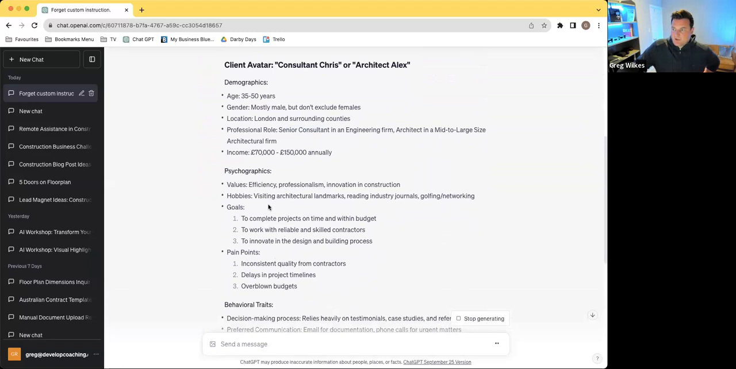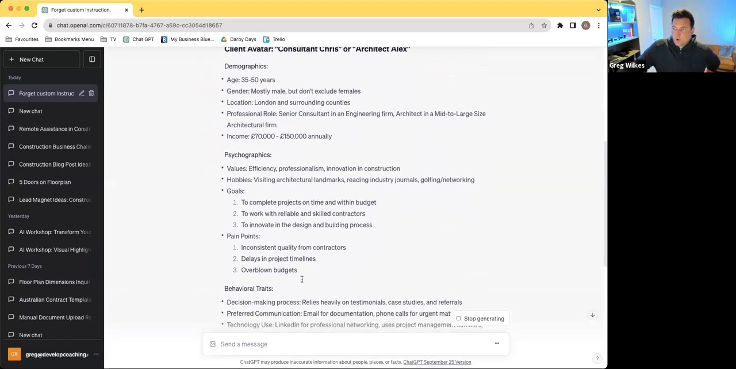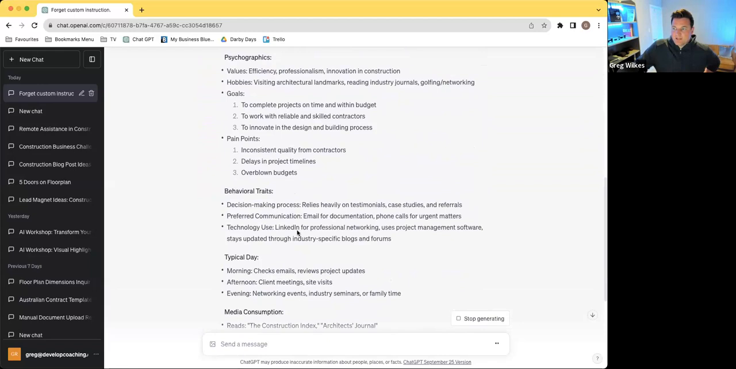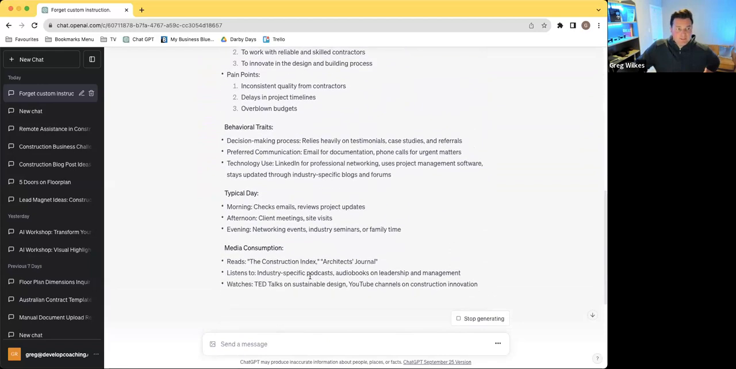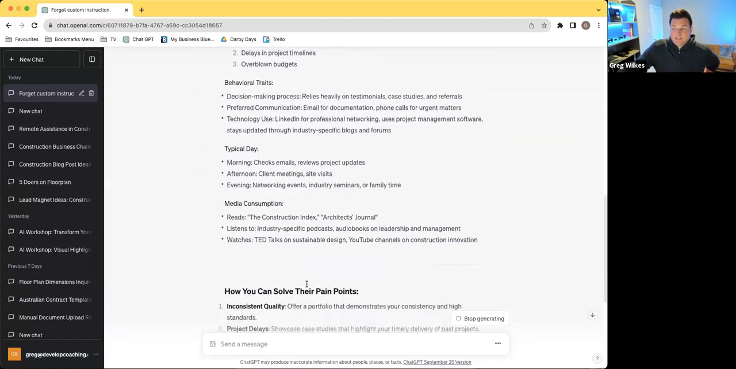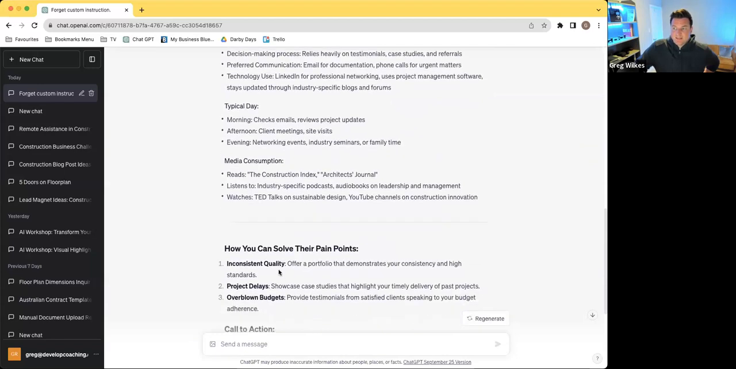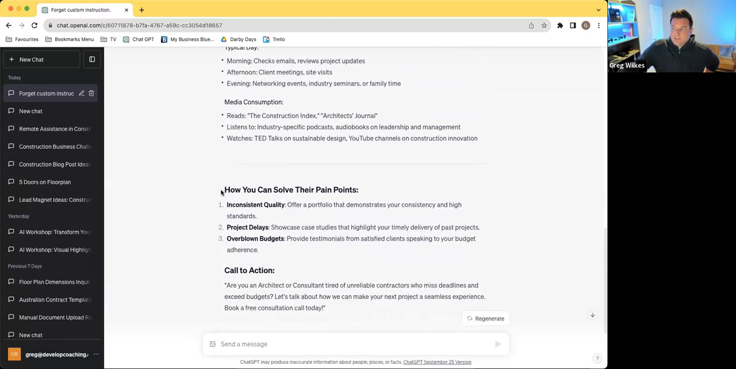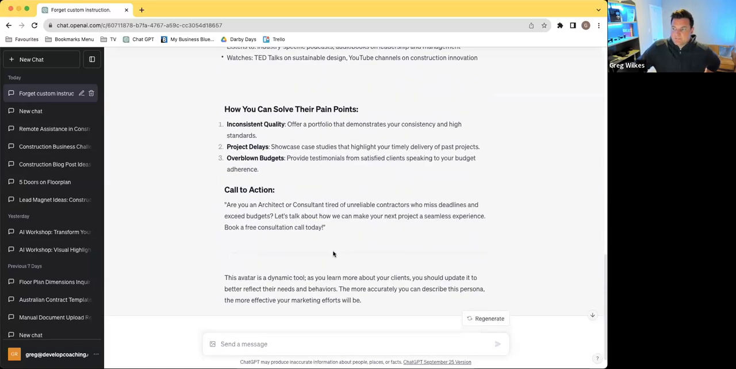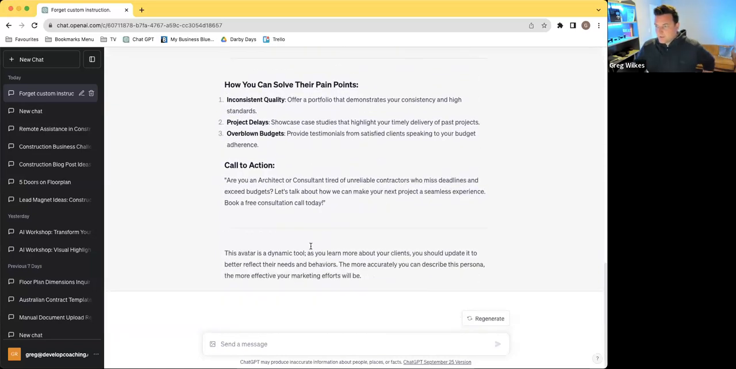Then it talks about the psychographics, their hobbies, goals. Some of these you're not going to know really. Behavior traits, typical day, but you can see it's quite advanced here, isn't it, on what it's telling you about this person. Now, this is really important. How you can solve their pain points. So I thought it was just going to ask that now, but I'm just going to ask it to go in a little bit more detail of this.